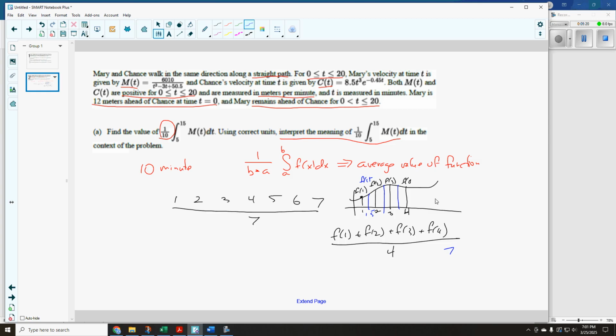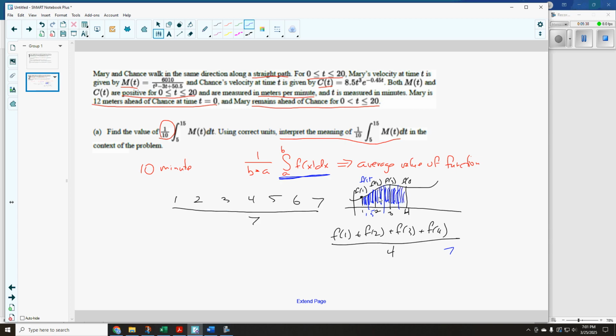Well, if you think about what this represents, this represents an infinite number of f of 1s, 2s, 3s, 4s, 5s. It's a whole bunch of them. In fact, it's every single one that's possible.